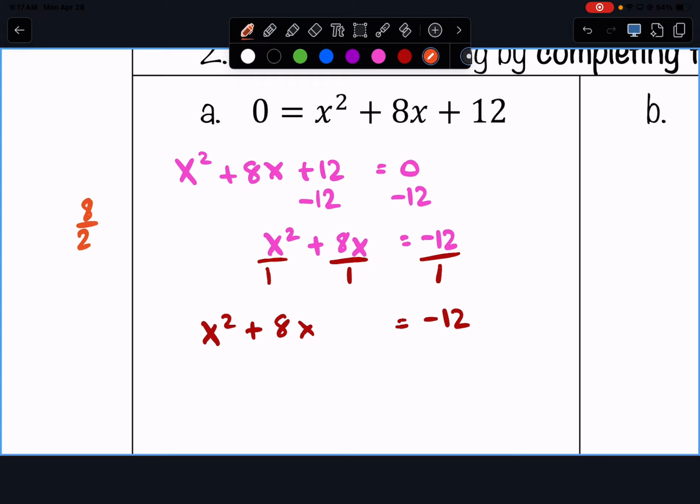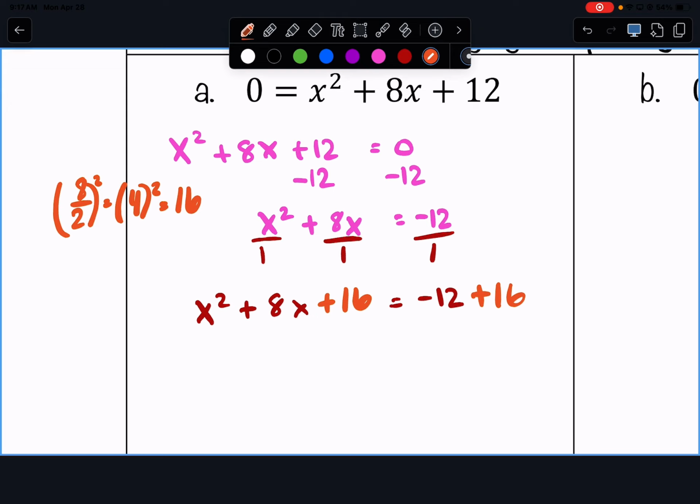So 8 over 2, which gives us 4 squared, so we add 16 to both sides. So we can factor the left side of this equation. We can either do it by saying what multiplies to give us 16 and adds to give us 4, or we can do it by just saying what is half of 8.